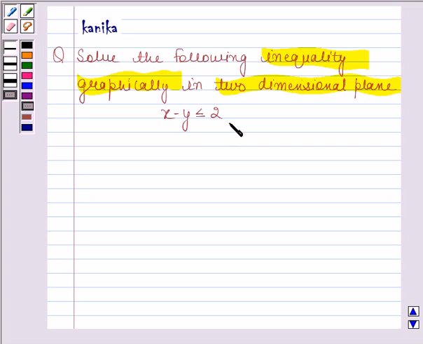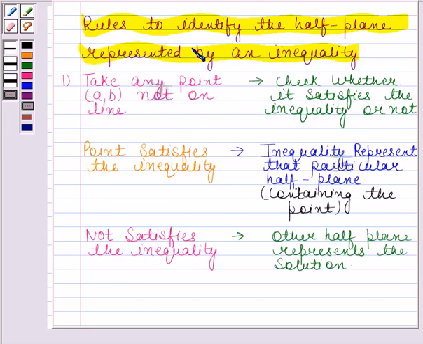Before solving this question, we should know that a line divides the Cartesian plane into two half planes, and the graph of an inequality will be one of the half planes, and we shall show the solution by shading in the corresponding half plane. We shall follow the following rules to identify the half plane represented by an inequality.